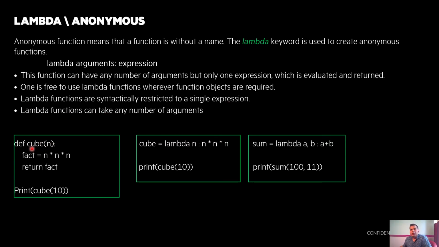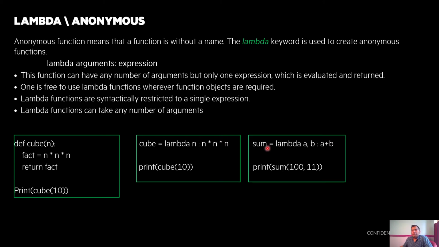So let's take a look. This is one ordinary way of defining the function. We are defining the function cube, passing the argument n, calculating factorial or maybe cube. I should have updated this one, and then returning. We are calling the function print, passing the function name with the value. The same function can be defined in one line. Only condition was that it should have only one expression. So we are defining cube. We are saying it is a lambda, then it has one input parameter n, and what we are doing, n multiplied by n multiplied by n. It's the cube of n.